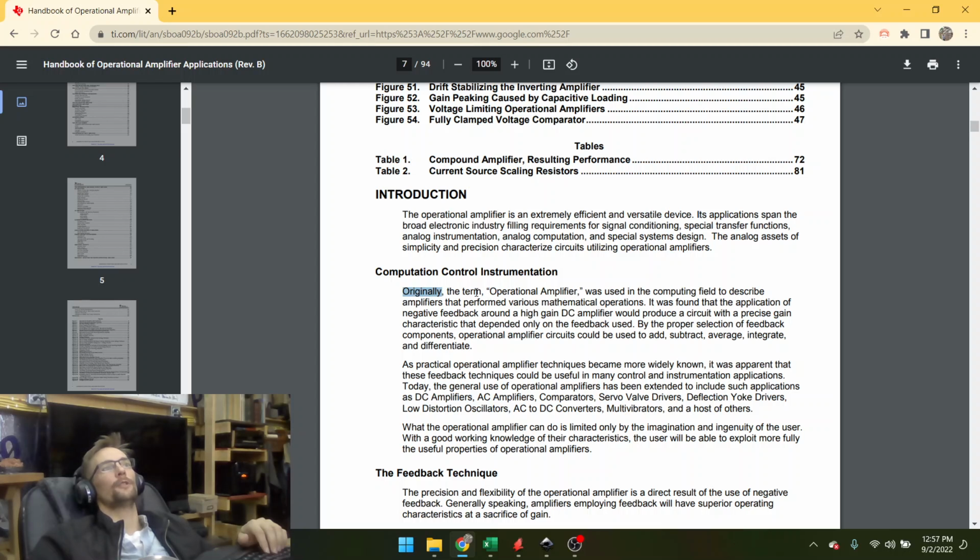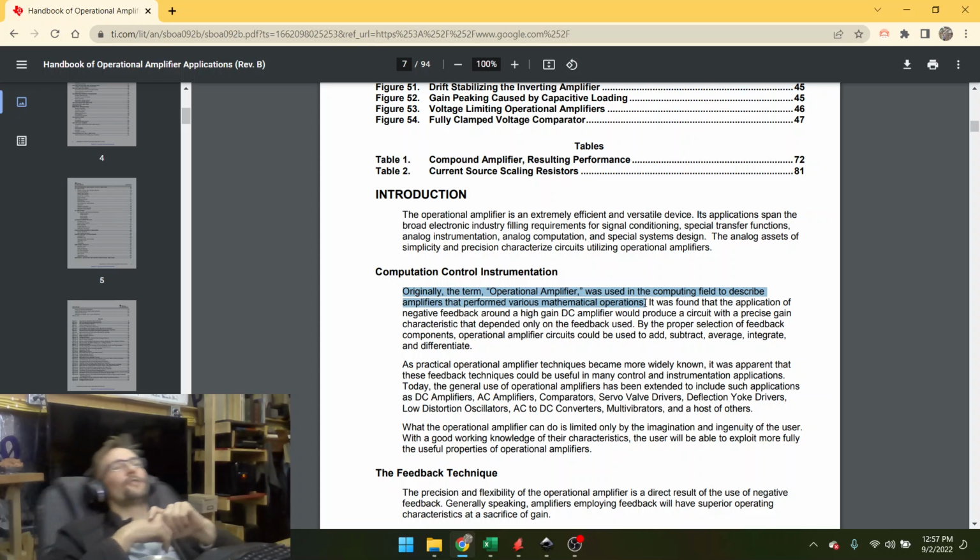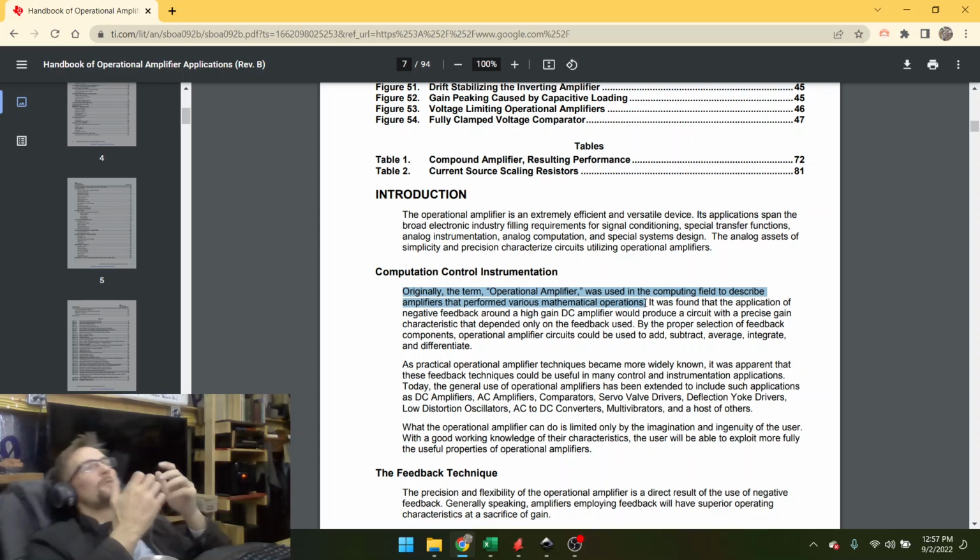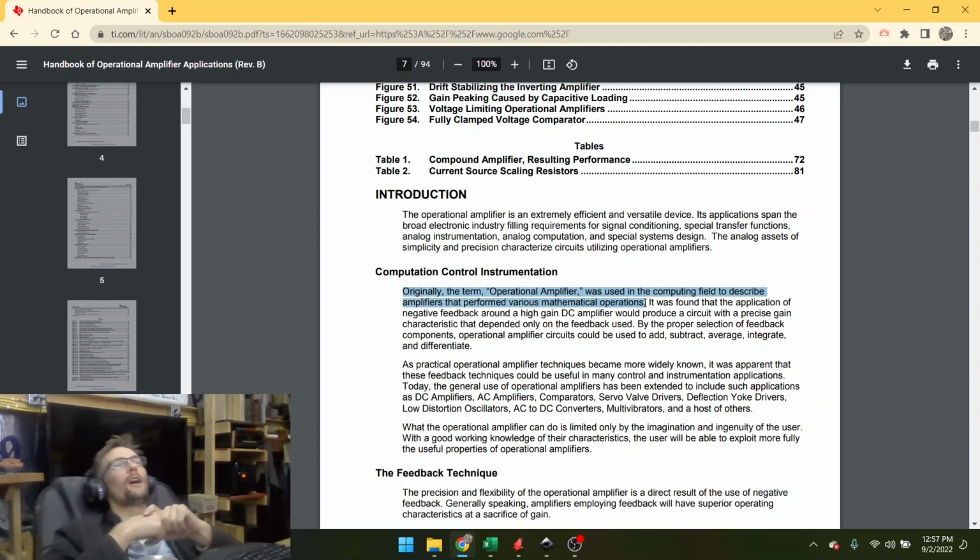Originally, the term operational amplifier was used in the computing field to describe amplifiers that perform various mathematical operations. That's why it's an op-amp. Because of the differentiator, integrator, summing, differencing, because of the operations that they used it for in analog computers.